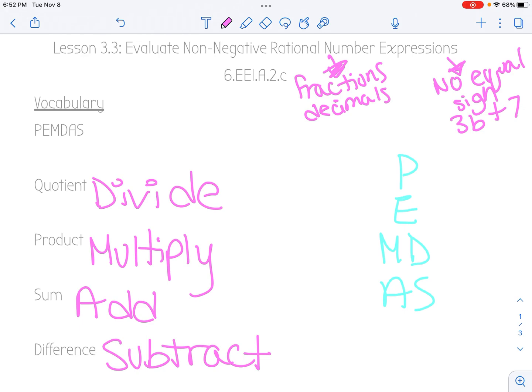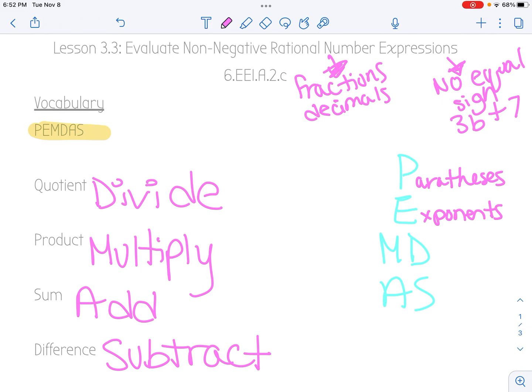So when we are evaluating expressions, we need to follow something called PEMDAS. You guys will also probably have heard, please excuse my dear Aunt Sally. So let's go ahead and write out what they mean. The P stands for parentheses. Anytime we see parentheses, we want to do that first. The next one is exponents.